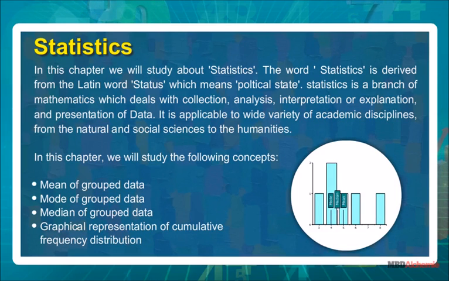In this chapter, we will study about statistics. The word statistics is derived from the Latin word status, which means political state. Statistics is a branch of mathematics which deals with collection, analysis, interpretation, or explanation and presentation of data. It is applicable to a wide variety of academic disciplines, from the natural and social sciences to the humanities.